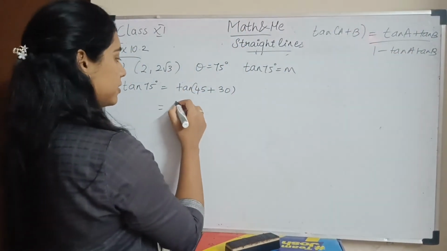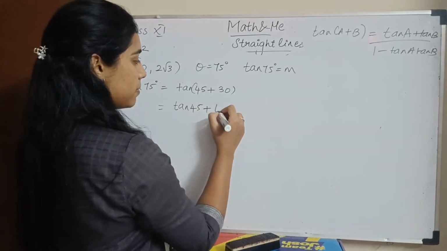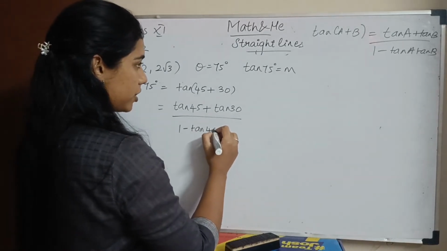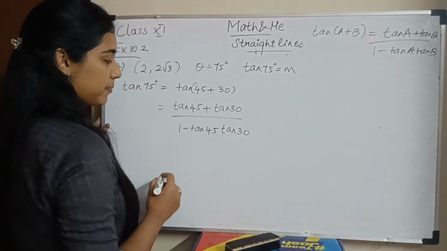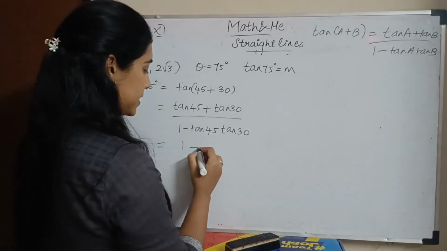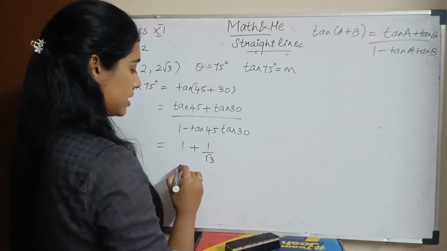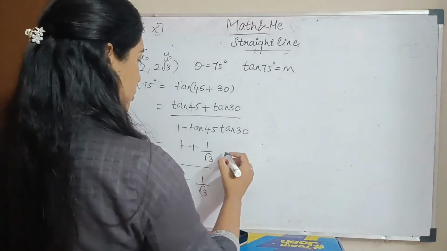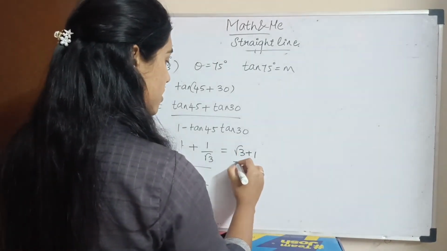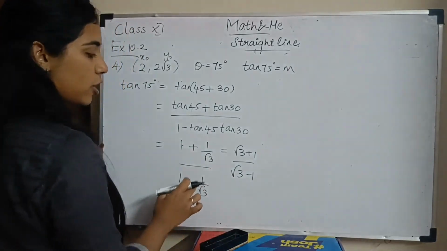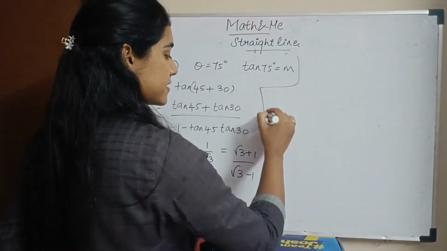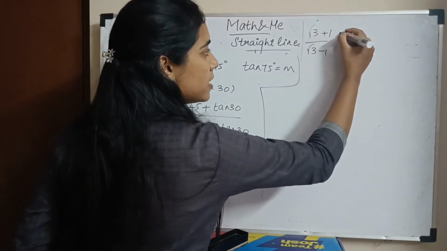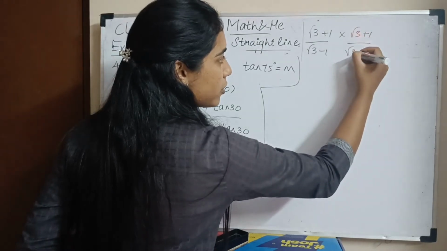Right? So what do you have? (tan 45 plus tan 30) divided by (1 minus tan 45 tan 30). Tan 45 is 1 plus tan 30 is 1 by root 3, divided by 1 minus 1 times 1 by root 3. Okay. What do I have here? (Root 3 plus 1) divided by (root 3 minus 1). The denominator root 3 goes off. So I am going to rationalize this. What do I get? (Root 3 plus 1) divided by (root 3 minus 1) times (root 3 plus 1) divided by (root 3 plus 1).